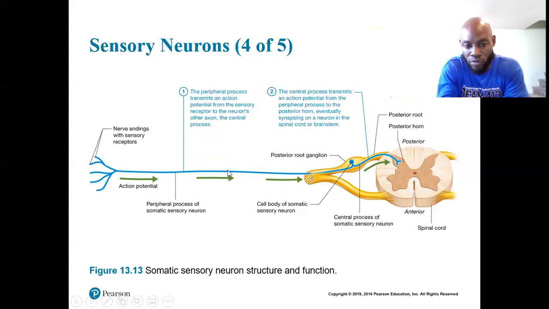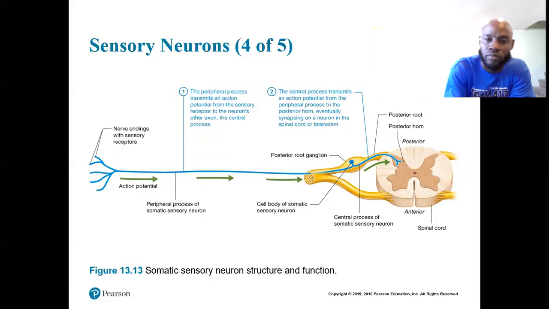So this is the peripheral process, cell body, and central process of a somatic sensory nerve, and obviously this is your spinal cord, right? This is anterior, posterior. Remember, sensory happens in the posterior root, motor happens in your anterior root, okay? All right.